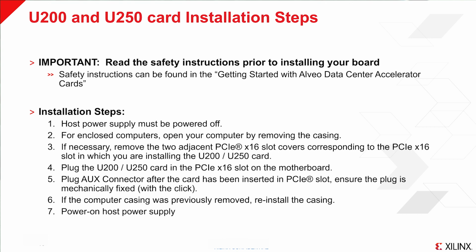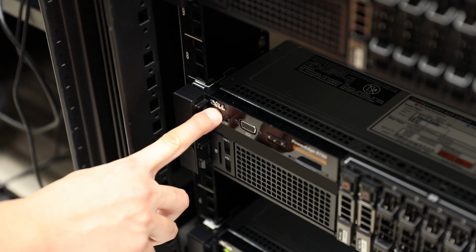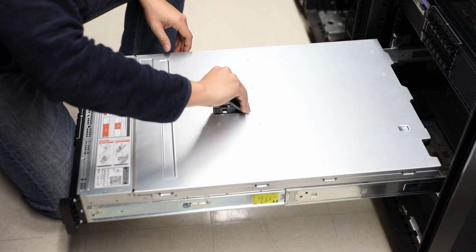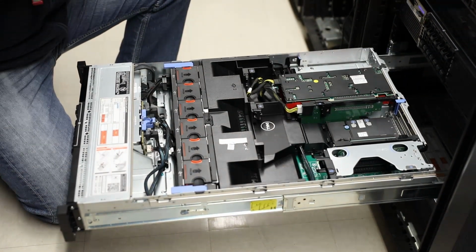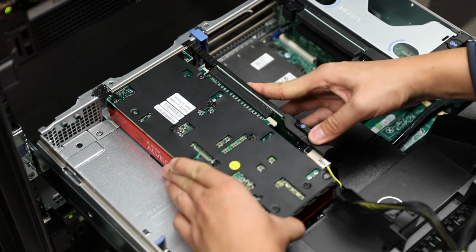Okay, let's get started with the card installation. First, as always, make sure the host power supply is powered off. For enclosed computers, you're going to have to open your computer by removing the casing. Next, plug the card in the PCIe slot on the motherboard.